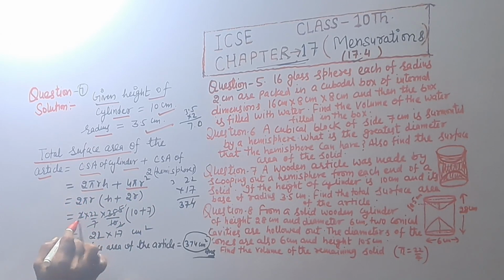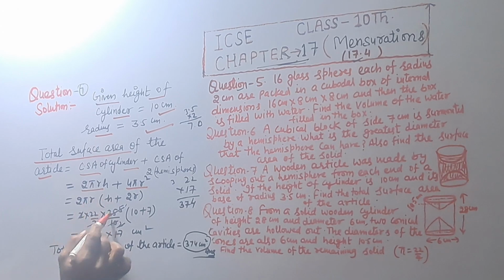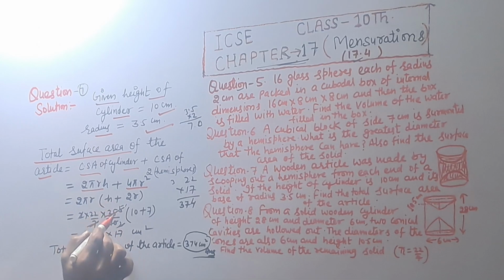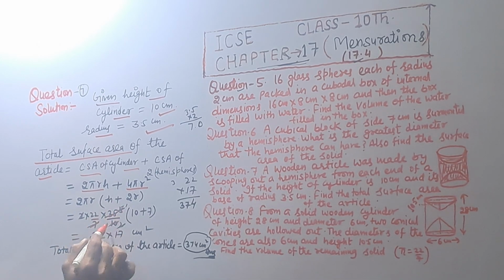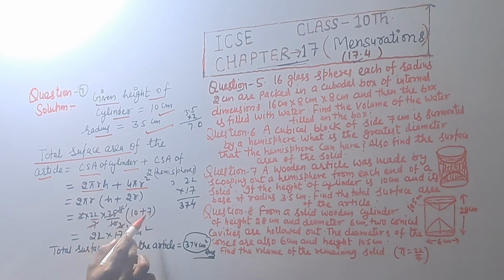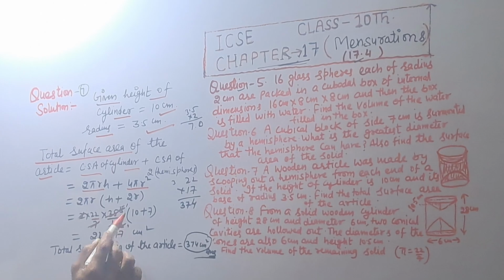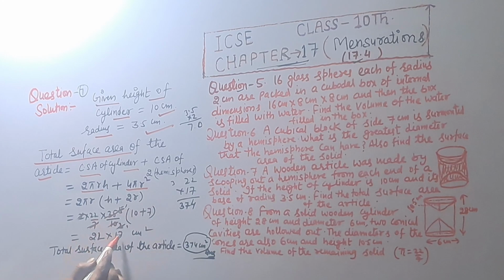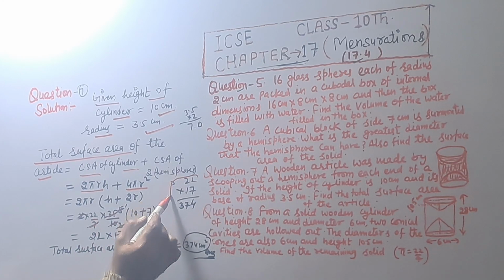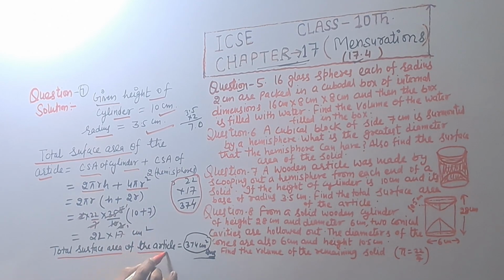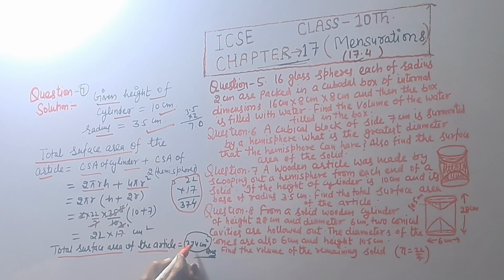2 into pi is 22 upon 7 into r is 3.5, that is 35 upon 10. 7 1s are 7, 7 5s are 35, 5 1s are 5 and 5 2s are 10, 2 1s are 2. That is 22 into 10 plus 7, which is 17. 2 into 3.5 is equal to 7 and 10 plus 7 is 17. 22 multiplied by 17 is equal to 374. So total surface area of the article is equal to 374 centimeter square. Answer.